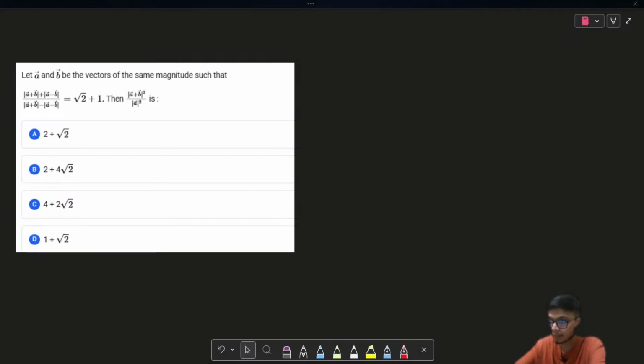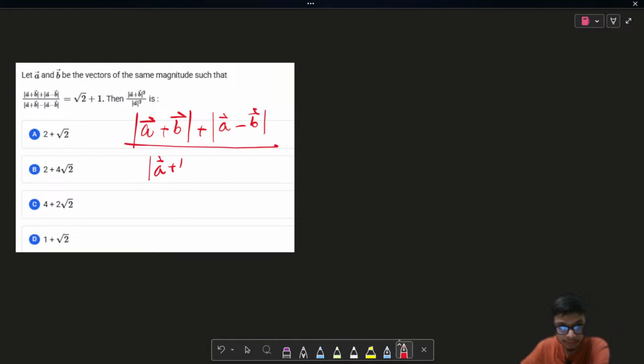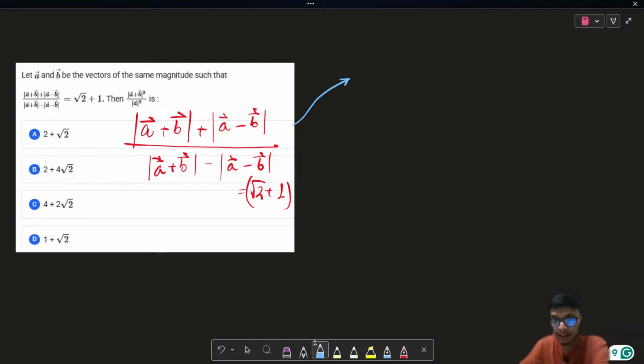Okay, so let's see this particular problem now. If we analyze this problem, what we have is two vectors A and B such that the value of this particular ratio is given as square root 2 plus 1. Looking at this expression, the very first thing I try to apply is the rules of componendo and dividendo.